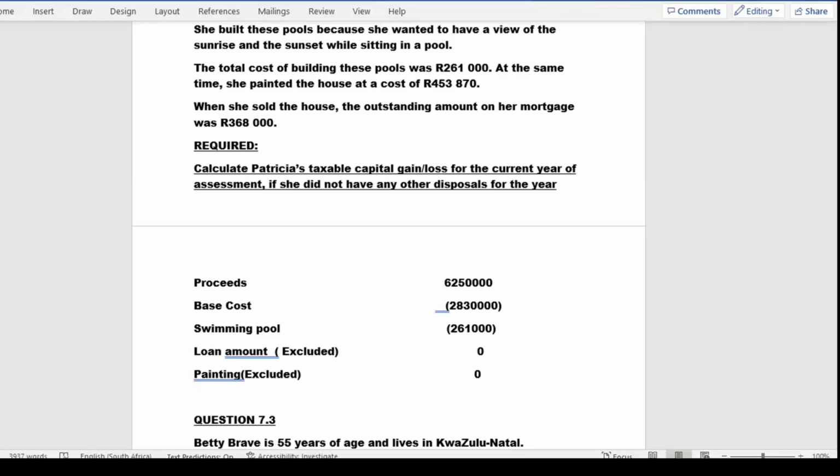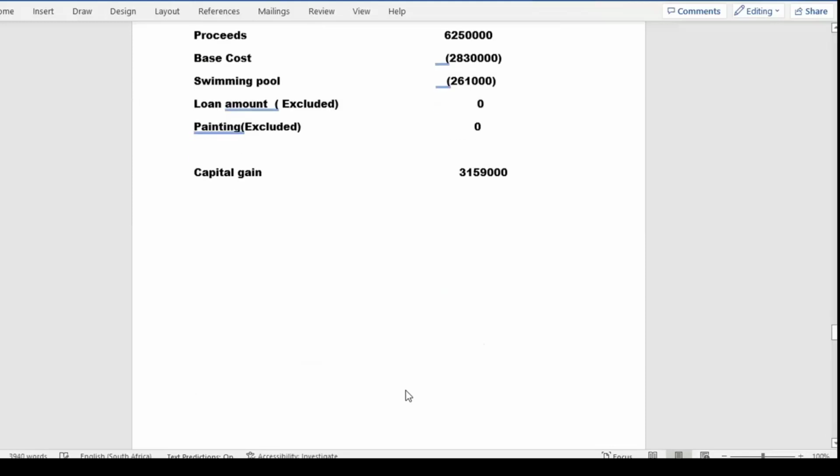You have got 3,159,000. That would be my capital gain. 3,159,000. Okay, and then we're going to look at the primary residence exclusions.